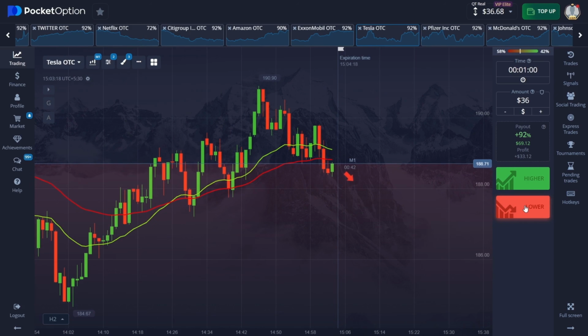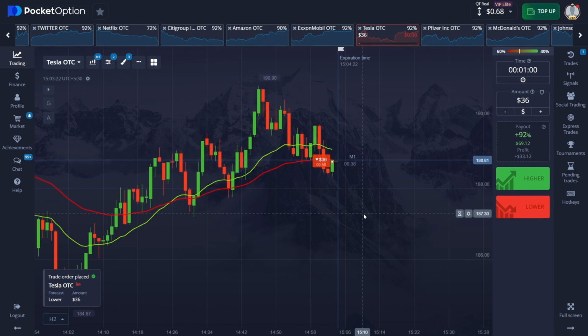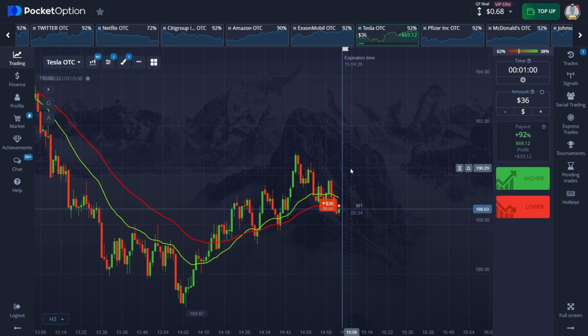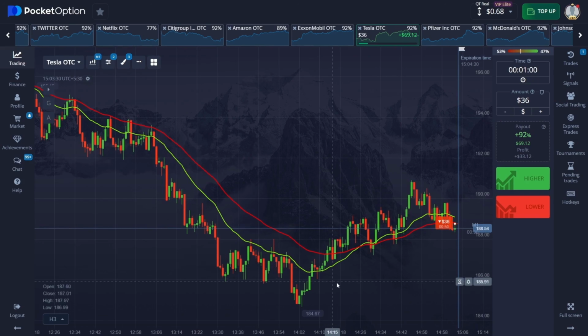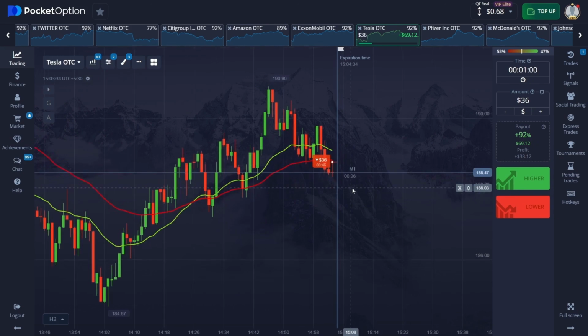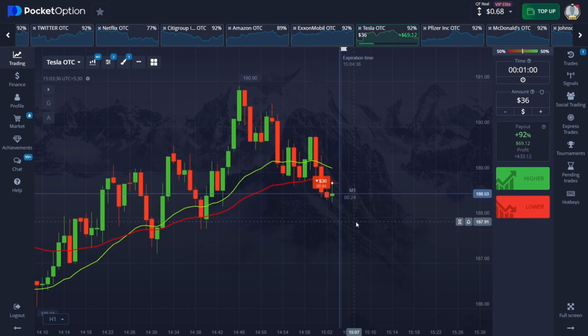I got a trade on Tesla OTC for a downside move. I placed a $36 trade on Tesla OTC for a downward move because there was a solid downtrend and the candle broke the trend, then retraced from the moving average. That's why I took this trade for a downside move. The trade is in our favor and I got a good entry.